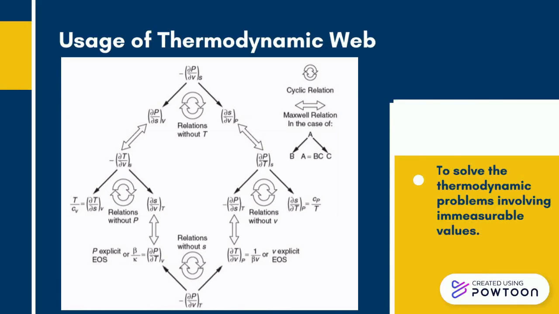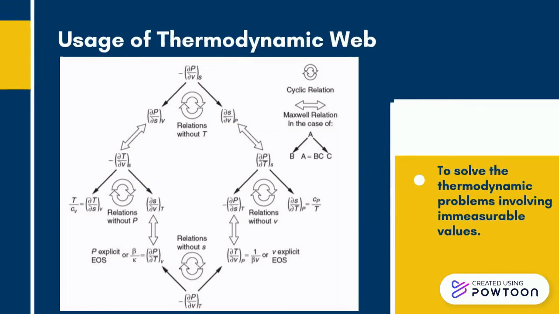For example, when you are given pressure and volume and you are required to find the temperature, you may follow the path from negative ∂P/∂V, which is on the top of the thermodynamic web, until ∂T/∂V. So you may solve the problems by following the path of the arrow.